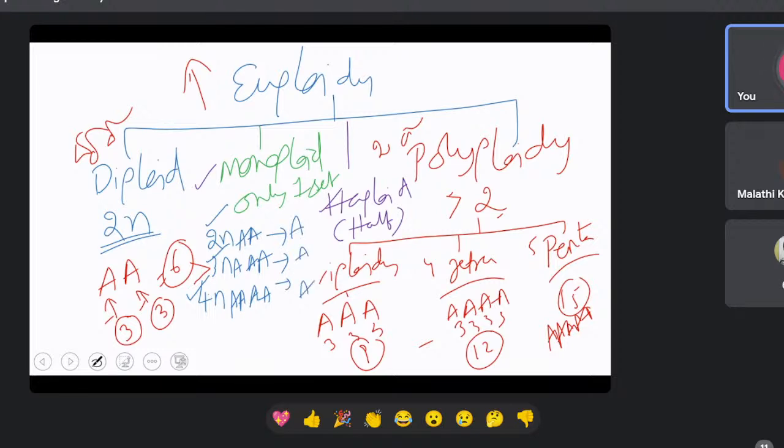ఒక సెట్ మిగులుతుంది. Here one set is lost, here two sets are lost, here three sets are lost.